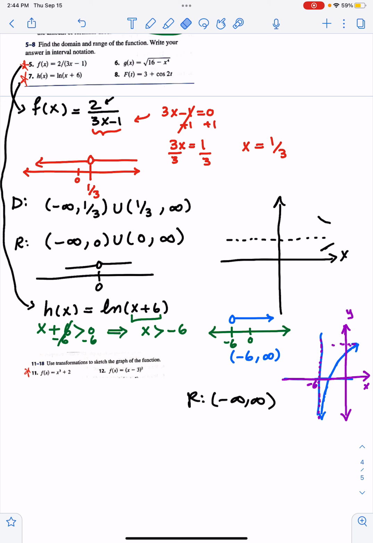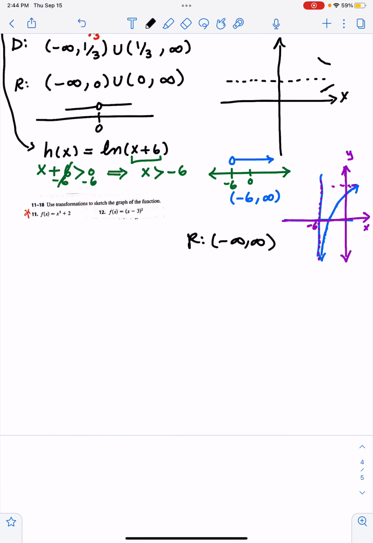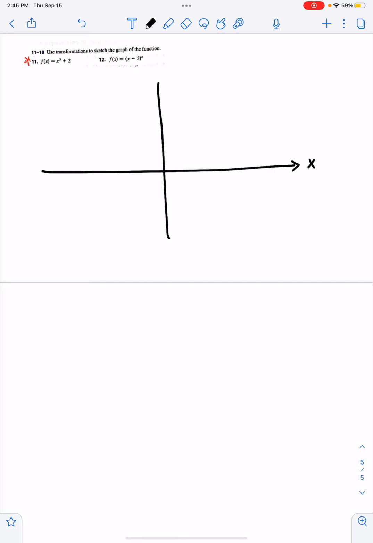Now use transformation to sketch the graph of the function. So let's just start with the basic of the function. f of x equal to x cubed plus 2. Let me erase the previous one so it's not in our way, and I'm scrolling it a little bit up. Okay. To graph this one, I'm going to graph the parent function of y equal to x cubed first.